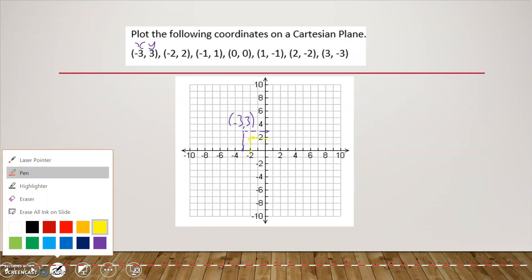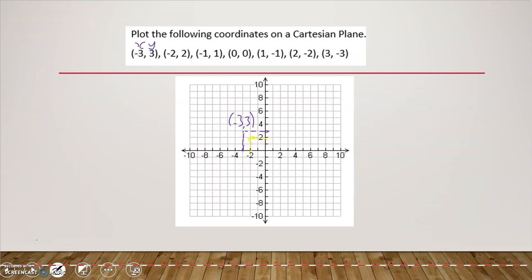I then look at my next one, which is (-1, 1). So I go to -1 on my x-axis, up to 1 on the y-axis, and that is my coordinate. My next point is (0, 0). So again, that's the origin, so I can make a dot straight away in the middle of the graph. Our next coordinate is (1, -1).